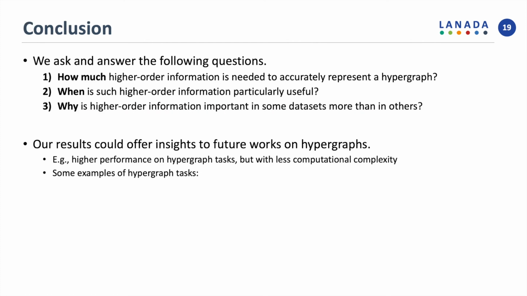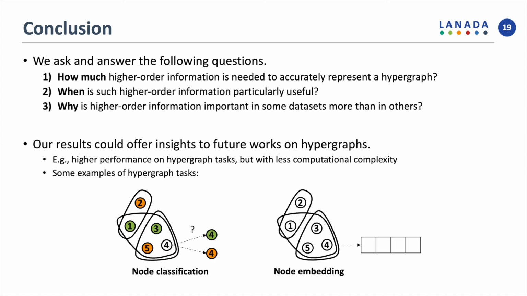We asked so far how much, when, and why do we need higher-order information, and we hope that our results could be useful for future works on hypergraphs, for example, node classification and node embedding.